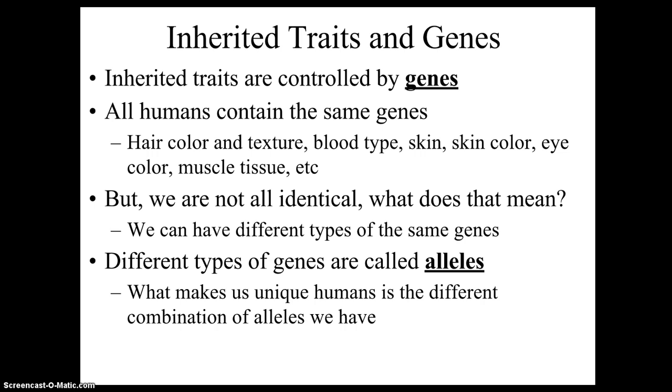If you're an identical twin, you have the same exact alleles as your twin, but you've had different experiences, so you have different acquired traits from your twin. So every single person has the same exact genes, but we have different versions of those genes. Those different versions of the genes are called alleles, and that's what makes you unique, and that's what makes you different from the people sitting next to you right now.